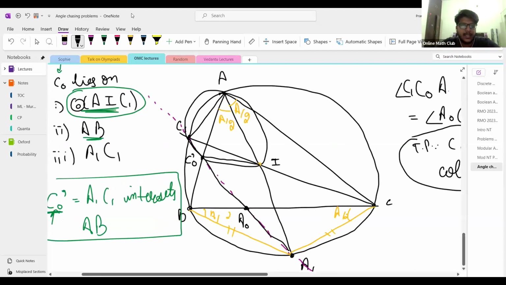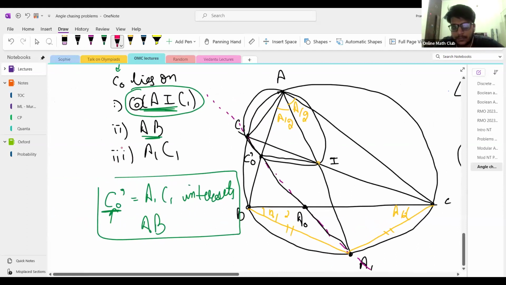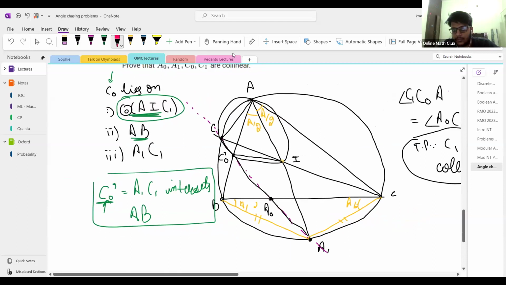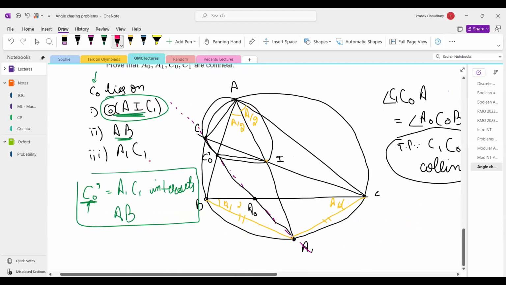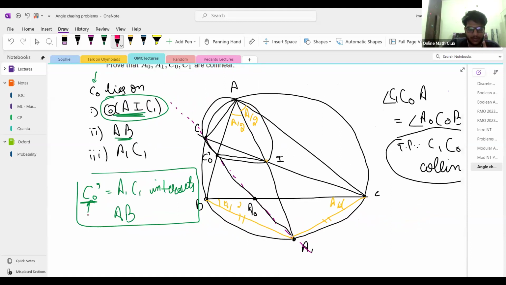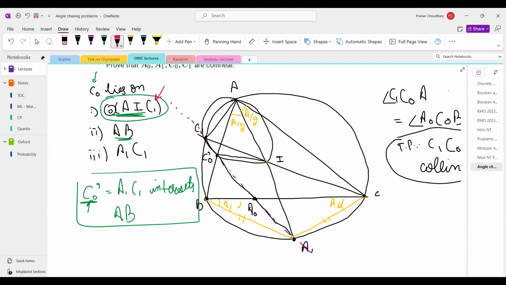Okay. Did you get this idea, like what we are trying to do here? Yes, I got it. So if you have to solve the problem, on which circle should C0 dash lie? It should lie on the circle A, C, I, this circle, right? Yes. So which is the secondary thing that you want to prove? That it is collinear to A1, C1.